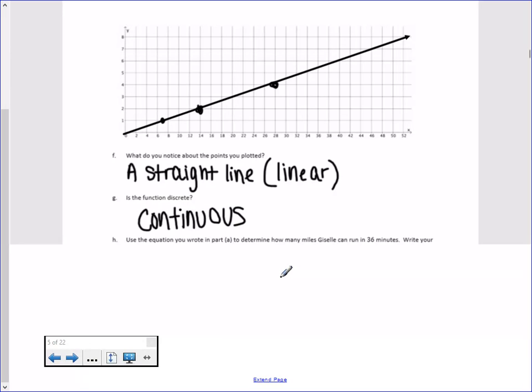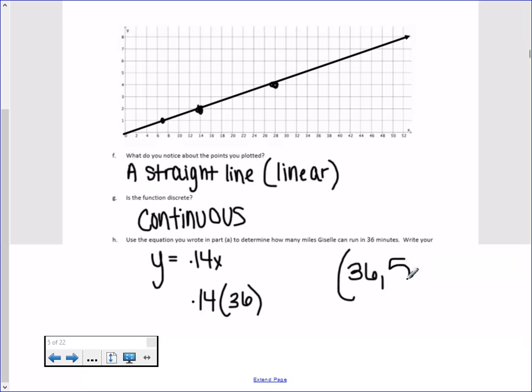Okay, H says, use the equation you wrote in part A to determine how many miles Giselle can run in 36 minutes. Write your answer as an ordered pair. Okay, so here's our equation. Y equals 0.14x. If we want to know 36 minutes, you'd take 0.14 times 36. So we have a calculator. Take 0.14 times 36 and tell me what you get. 0.14 times 36, you get 5.04, which we're just going to round to 5.